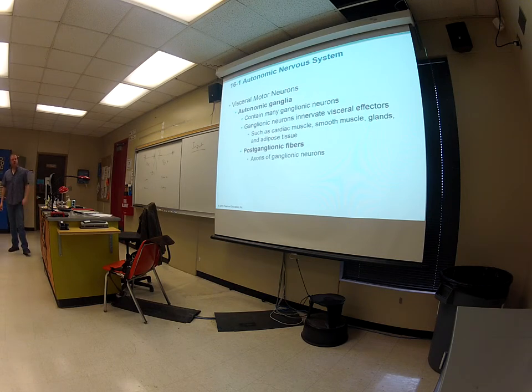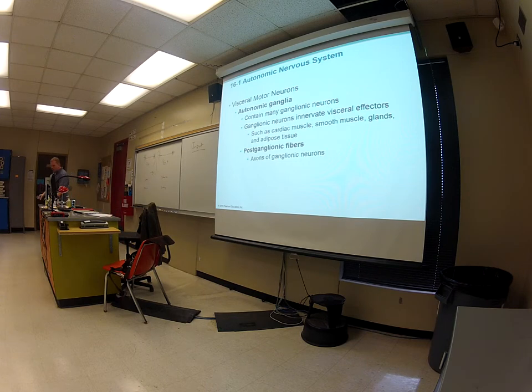So, here we go. Visceral motor neurons, autonomic ganglia, contain many ganglionic neurons. Ganglionic neurons innervate visceral effectors, such as cardiac muscle, smooth muscle, glands, adipose tissue. Postganglionic fibers, axons of the ganglionic neurons. So, we actually innervate a pre and a post and end up on a visceral organ.